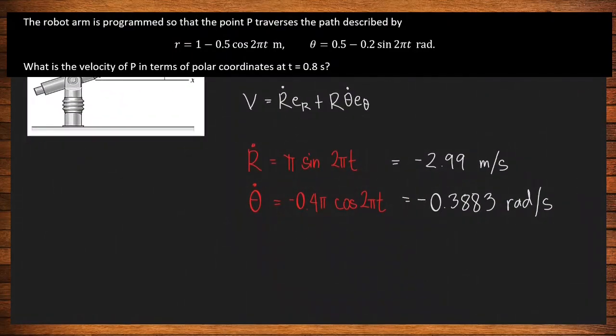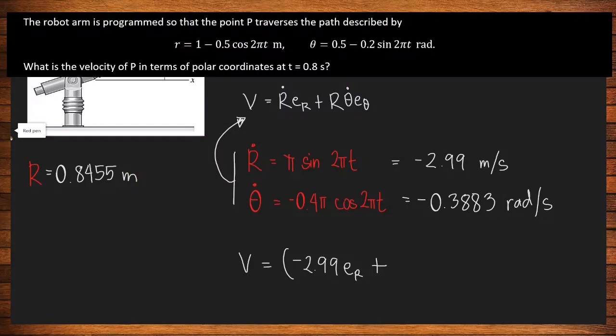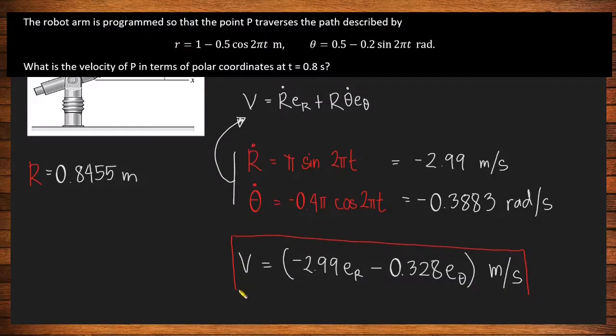So, recall na kailangan din natin kunin yung value ng r or yung length ng radial line natin at t equal to 0.8 seconds. So, isa-substitute lang natin yung 0.8 doon sa equation ng length ng radial line natin. And then after that, isa-substitute lang natin yung mga nakuha nating values dito sa equation ng velocity vector natin. Now, we have the velocity vector at t equal to 0.8 seconds equal to negative 2.99 e sub r minus 0.328 e sub theta meters per second.